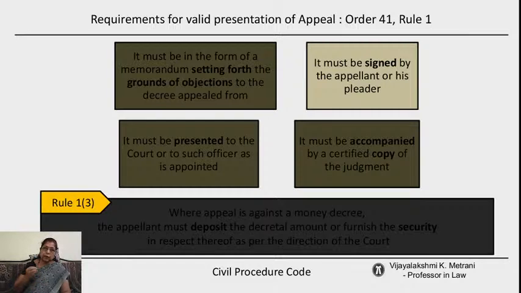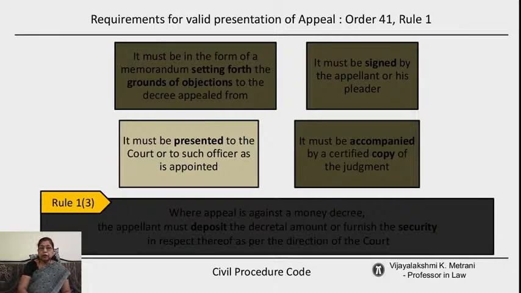Whenever the appellant, he may be the defendant in the original case, he may be the plaintiff in the original case, against whom that decree has been pronounced. So that person, he is an appellant, he files a memorandum of appeal, he signs it or his pleader signs it. It must be presented to the court or to such officer as is appointed. Court may appoint an officer for that purpose. That memorandum of appeal is given or is presented to that particular officer or the court.